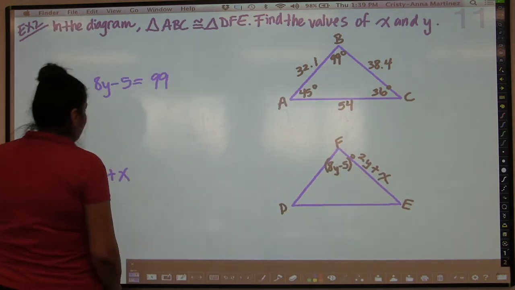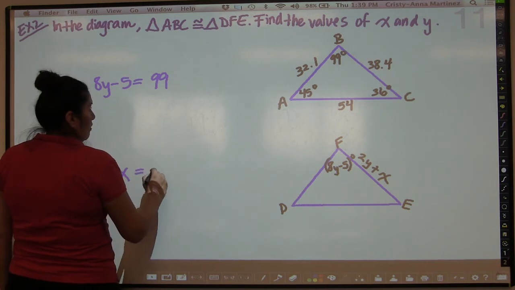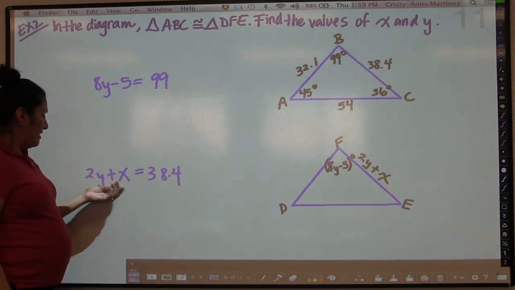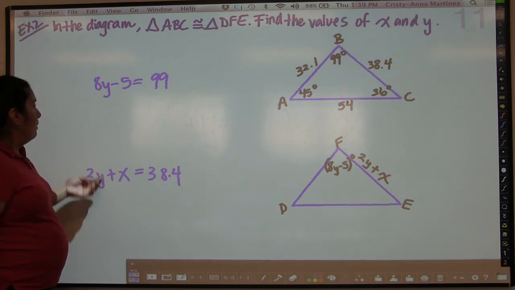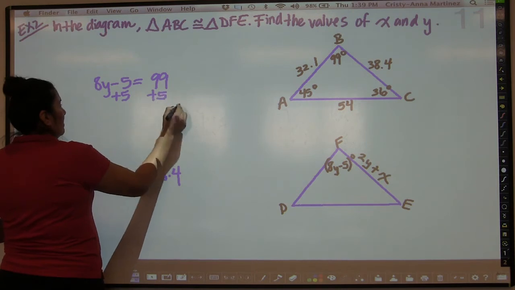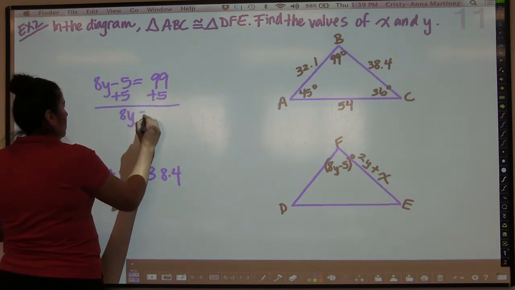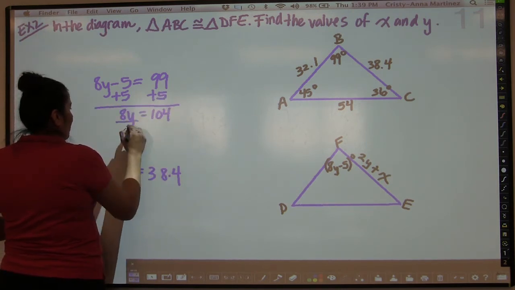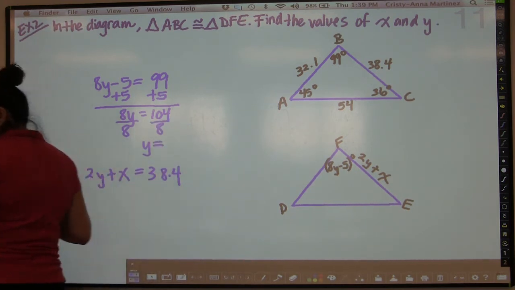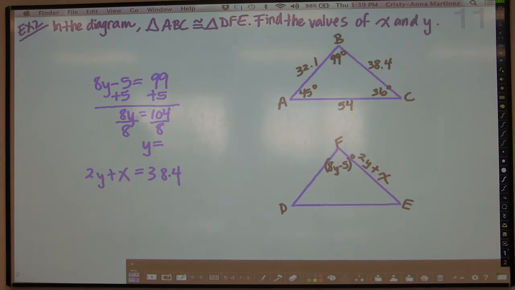So we know that 2y plus x is supposed to equal 38.4. This equation has two variables in it, so we can't solve that right away, but we can solve this one because it only has one variable. So we do this and we get that 8y equals 104. Divide that by 8, and we now know that y equals 13.